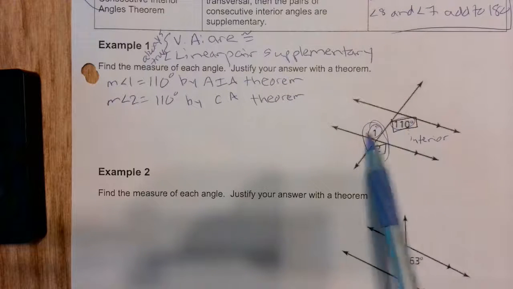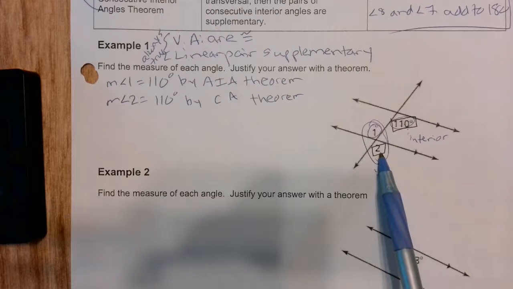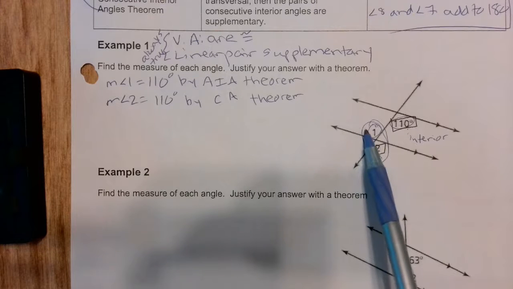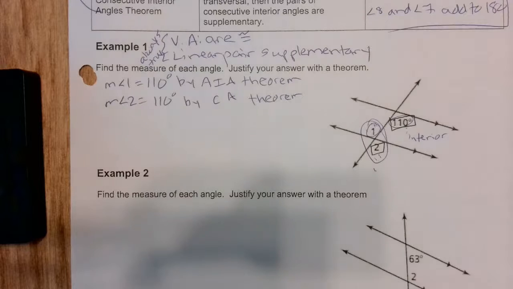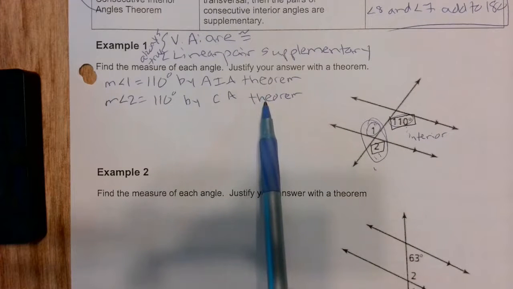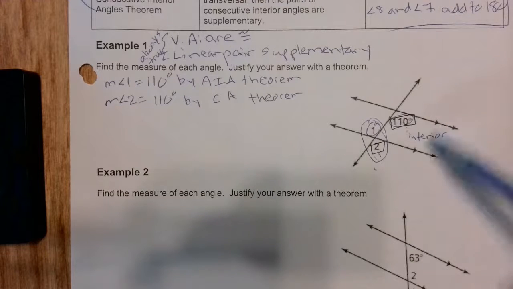Quite honestly, I might not have even done angle 1 first. I might have done angle 2 first by corresponding angles, and then found angle 1 by vertical angles. There are lots of ways to solve this problem. You should be using theorems because the lines are parallel.